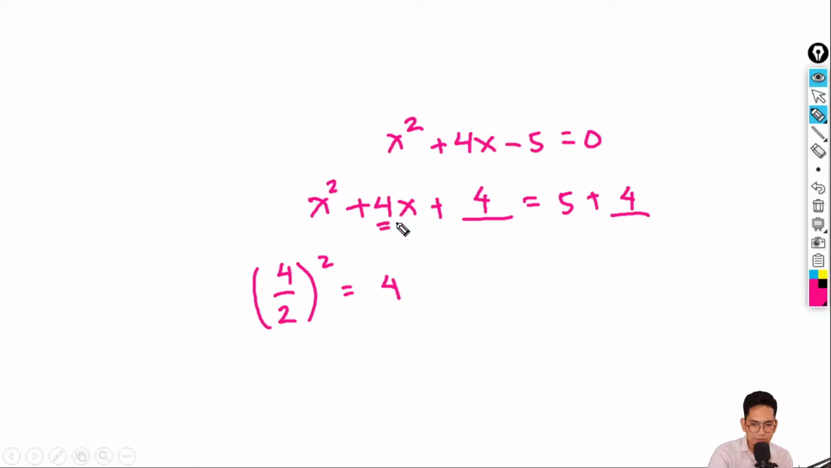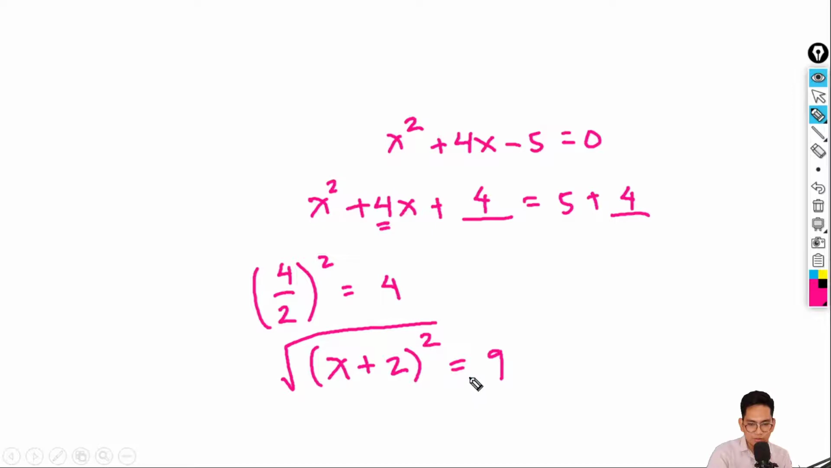And this is now a perfect square trinomial to be written as the square of a binomial. What is that square of binomial? Correct, x plus 2, quantity squared, is equal to 9. And then we just have to take the square root of both sides of the equation. Therefore, we have x plus 2 is equal to positive negative 3.